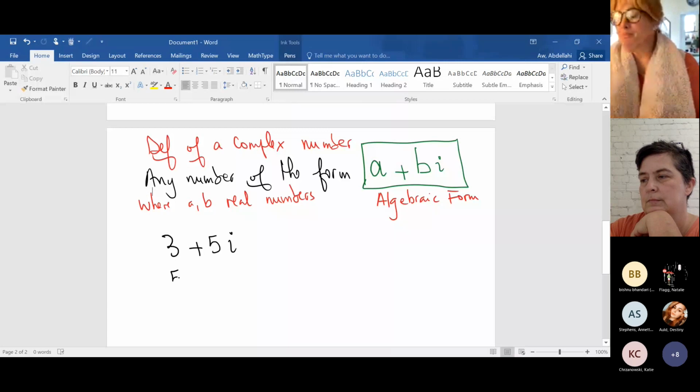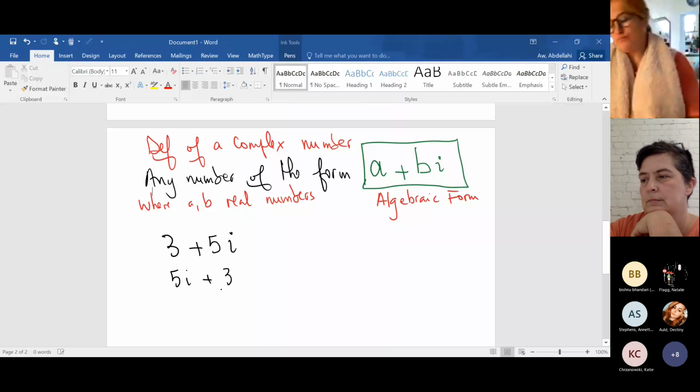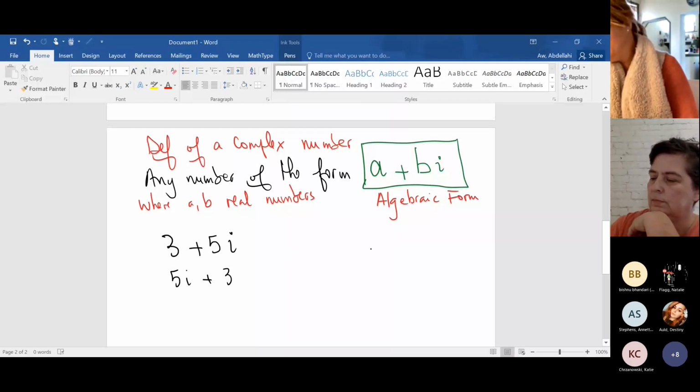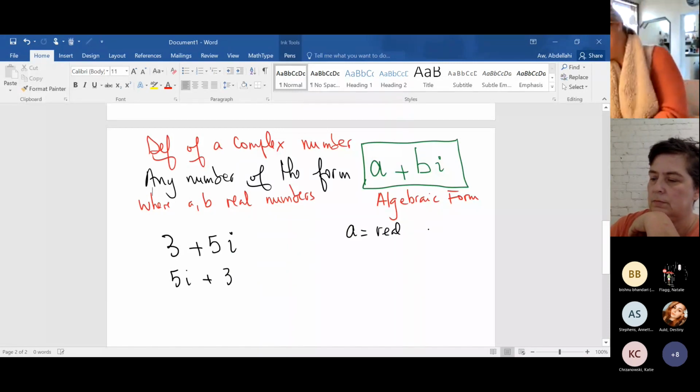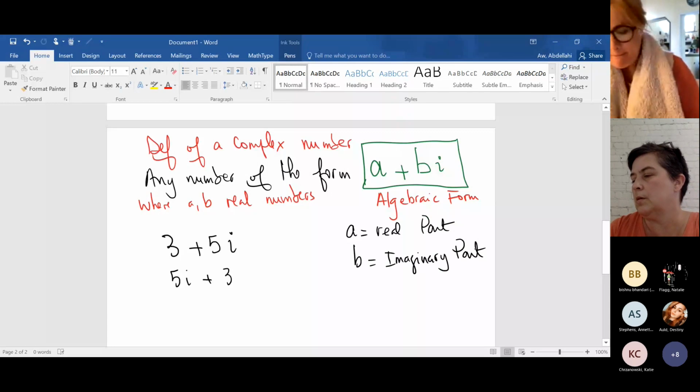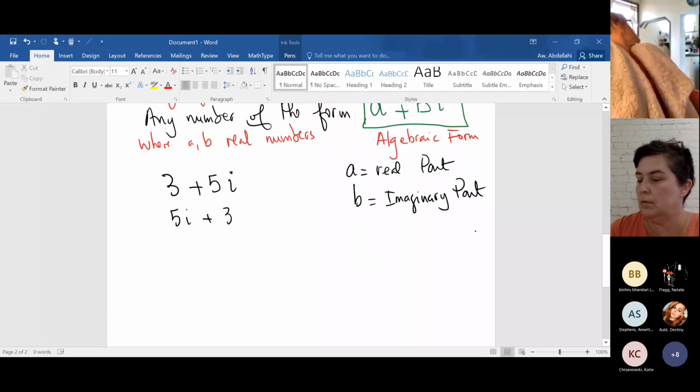We could have written 5i plus 3, right? Which is the same thing because addition is commutative. But we always prefer to write 3 plus 5i instead of 5i plus 3. There is no math reason for that. So for some vocabulary, we say a is the real part of the complex number. We say b is the imaginary part of the complex number. Just in case you see it somewhere, right? Okay, so this is a complex number.